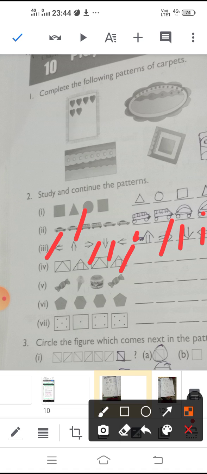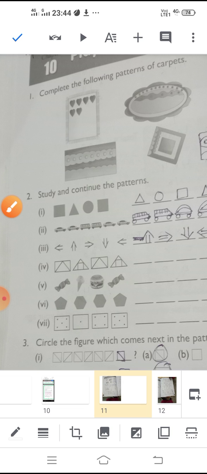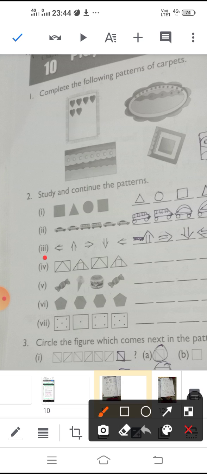Now these you will do on your own. This is your homework. You have to continue the same pattern. Understood? Whatever pattern they are drawing, we have to complete with the same pattern.